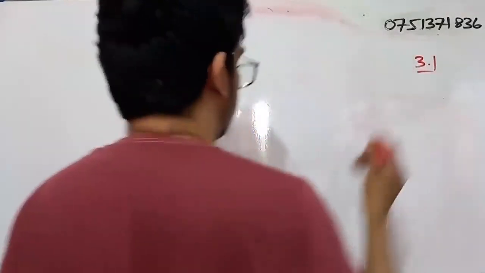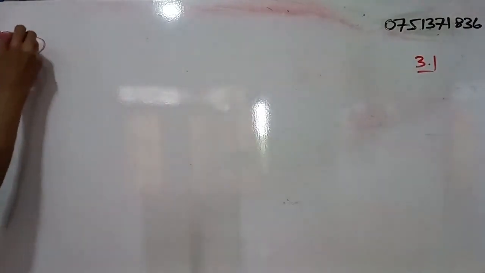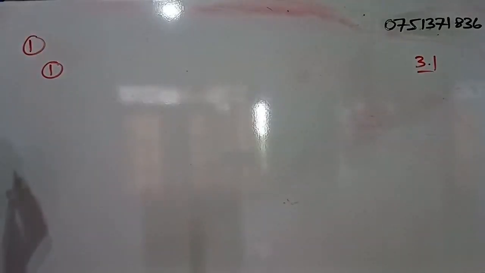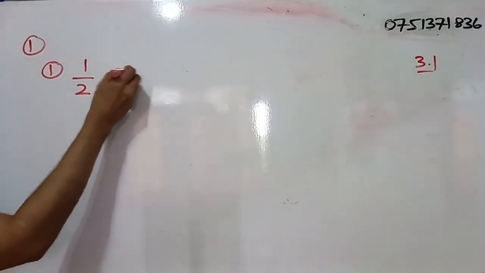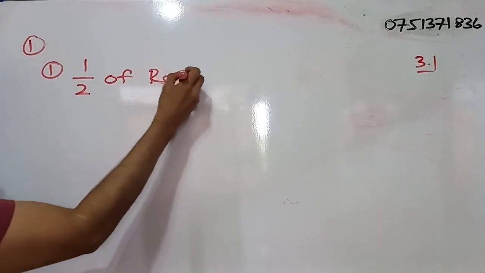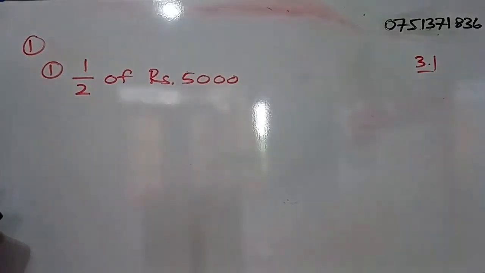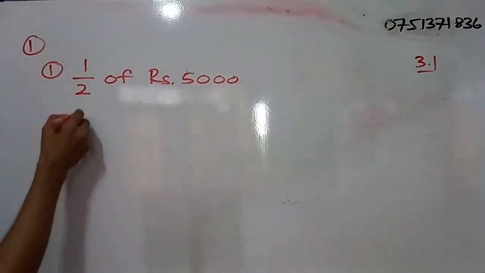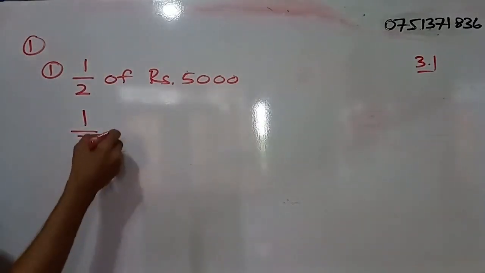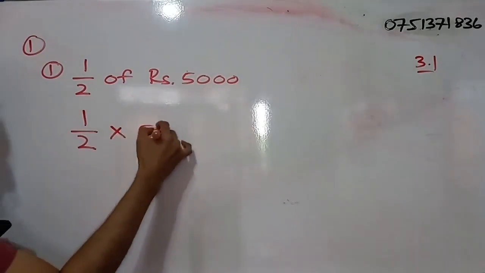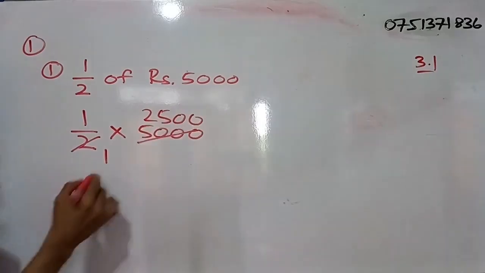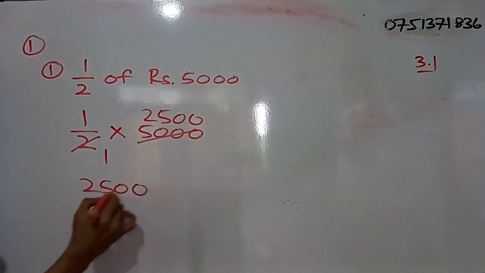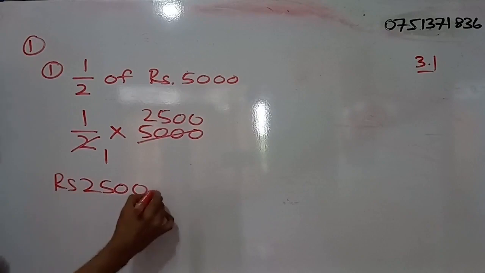Exercise 3.1. Calculate the following quantities. Question number 1, part 1. We have half of rupees 5,000. Half, we replace "of" by the multiplication symbol, then 5,000. 2 times 1, 2 times 2,500. So what is the value? 2,500 rupees.